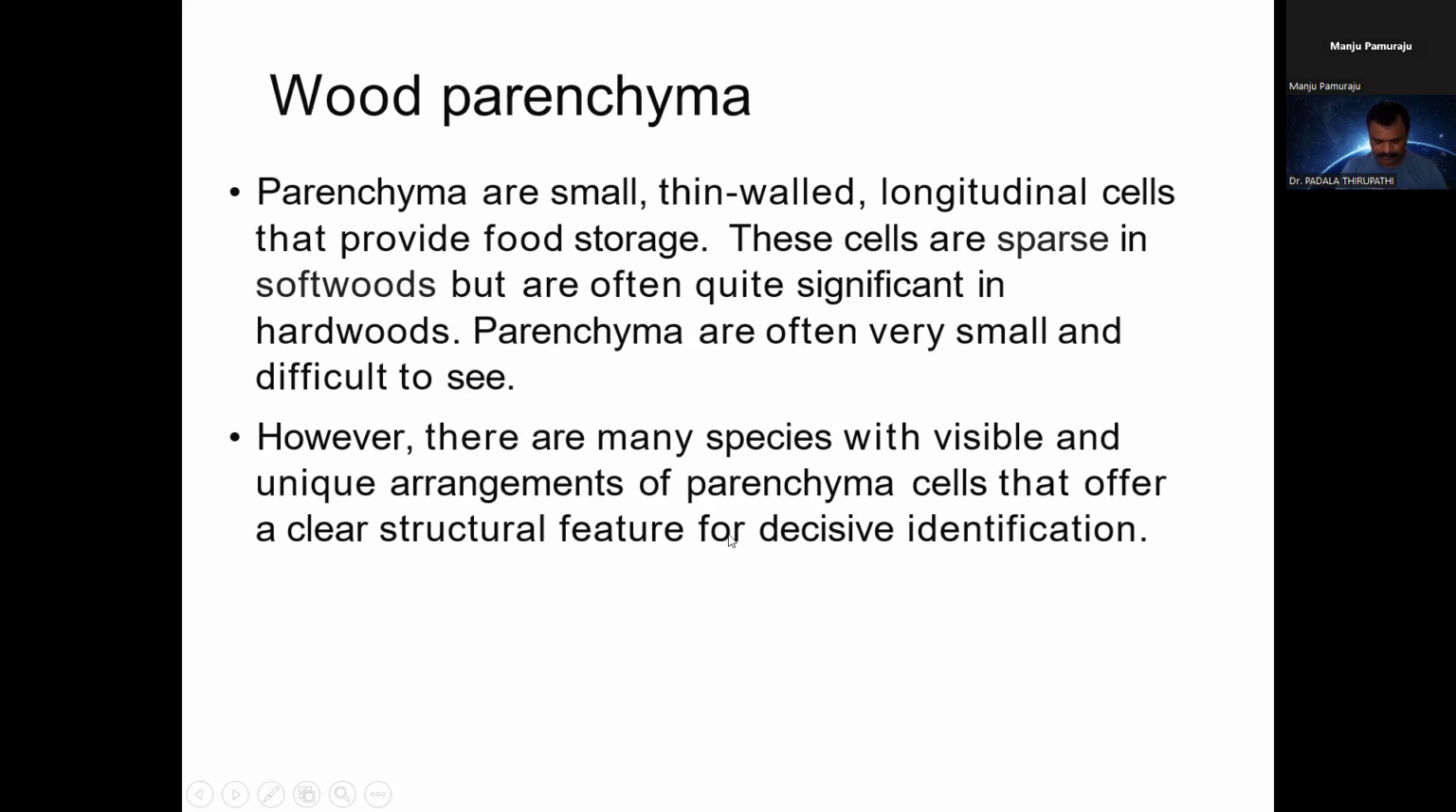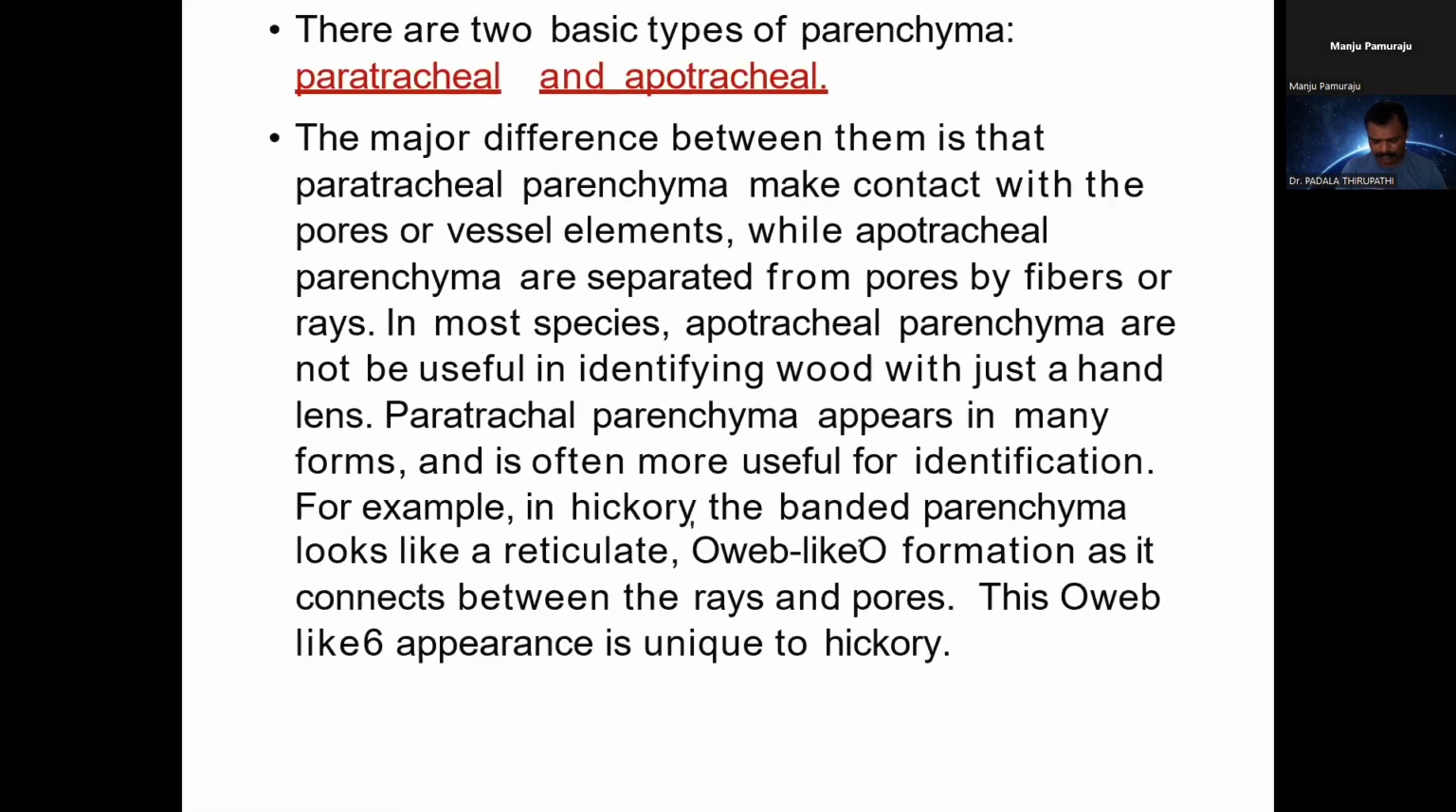So again, based on the association with the parenchyma, there are two types: paratracheal and apotracheal parenchyma. The major difference between them is that paratracheal parenchyma makes contact with the pores. If the parenchyma is attached to the pores, it is called paratracheal. Pores are nothing but the vessels. In wood, if vessels are present, it is called porous wood, and here they are called pores. So if the parenchyma is associated with the pores, it is called paratracheal.